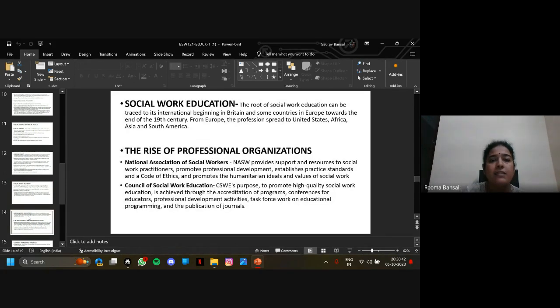Now, as we move to social work education, here we are talking about proper professional social work education or courses which are directly related to social work that you people are pursuing. The root of social work education can be traced to its international beginning in Britain and some countries in Europe towards the end of the 19th century. From Europe, the profession spread to the United States, Africa, Asia, and South America.